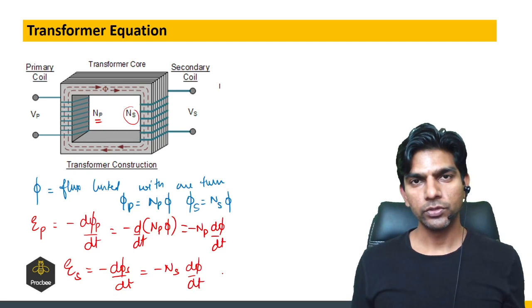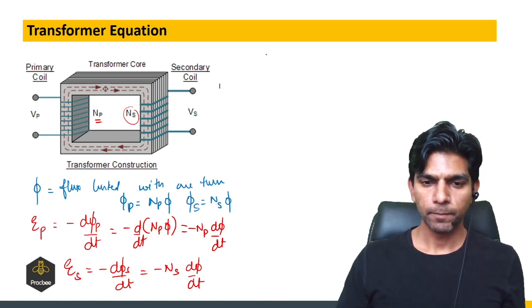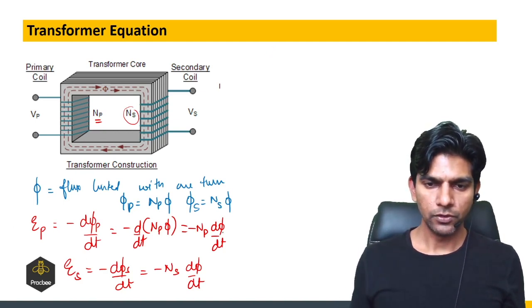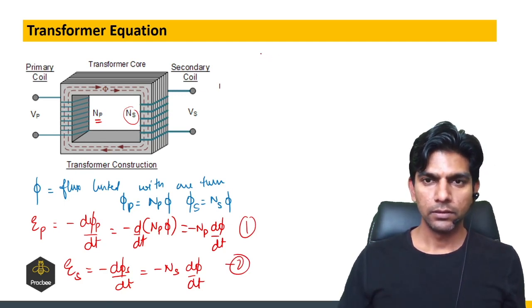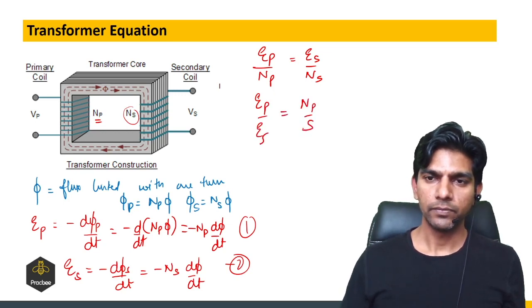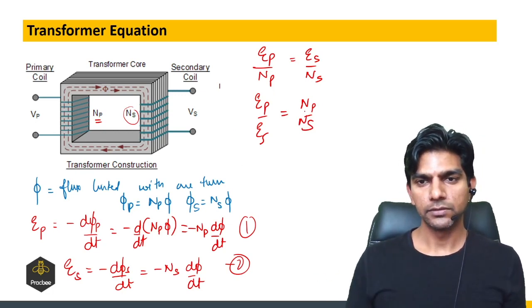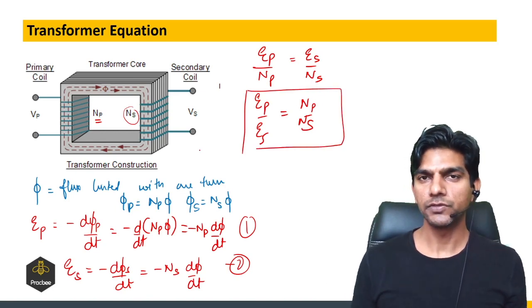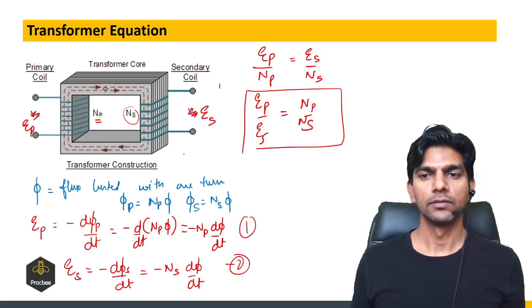Since phi is the same for both windings, the rate of change of phi is also the same for both windings. So from equation 1 and equation 2, we can say EP by NP will be equal to ES by NS, or we can say EP by ES will be equal to NP by NS. So the EMF is proportional to the number of windings. Do you remember this? This equation is the transformer equation, where instead of VP we have EP, right? Here we have ES. So do remember this.